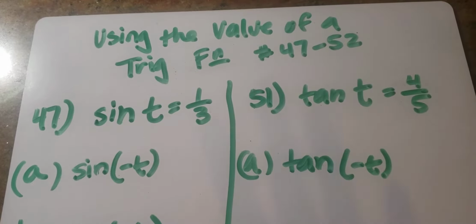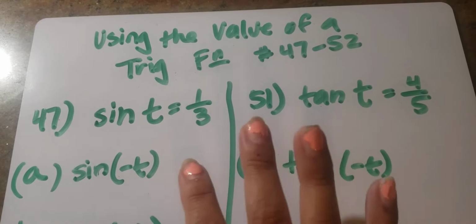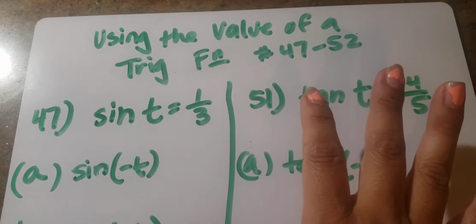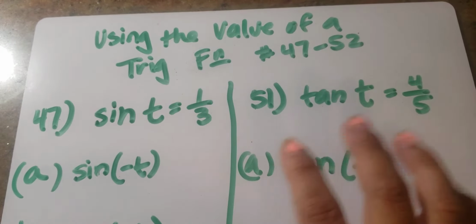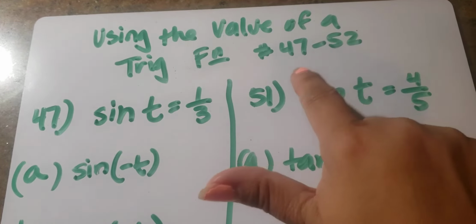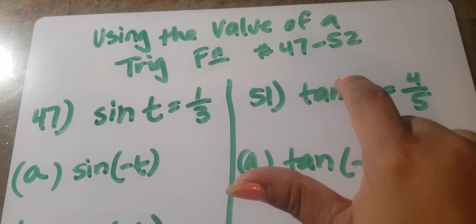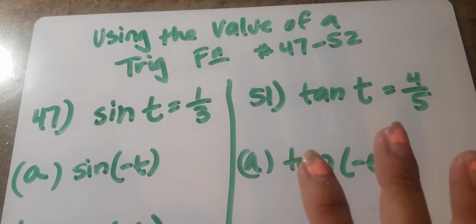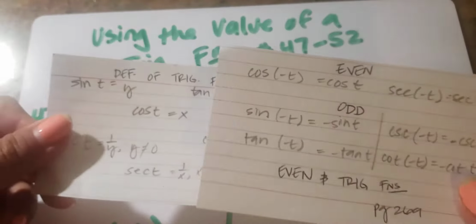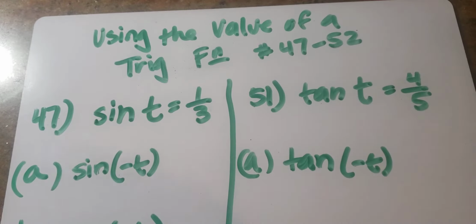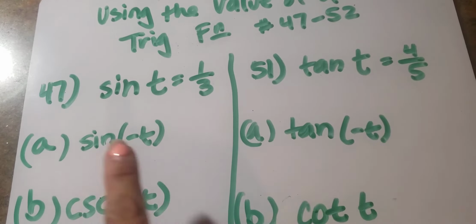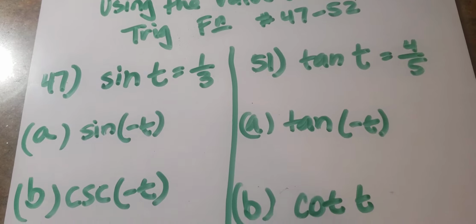Okay, boys and girls, for this next part, we're going to be using the value of a trig function, and this will help you with numbers 47 through 52 on page 271, okay? You don't need your unit circle, but I would say both of your index cards, okay? So the two examples that I'm going to do with you are numbers 47 and 51, okay?